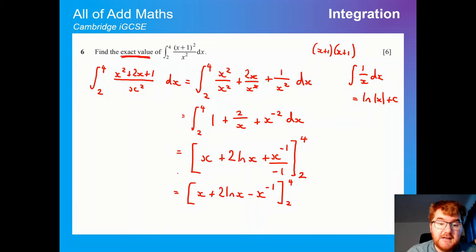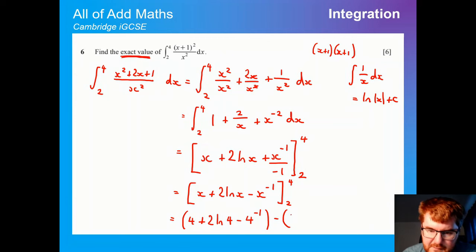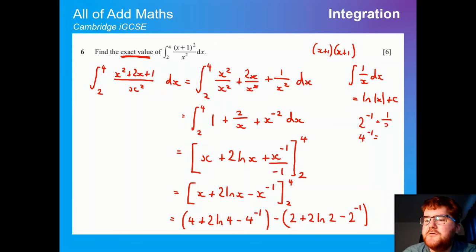Now to evaluate a definite integral here, we're going to substitute in 4 first of all. So I'm going to get 4 plus 2 ln 4 minus 4 to the power of minus 1. And now I'm going to subtract the second part. So I'm going to substitute 2 into here and then subtract that from what I did before. So I get 2 plus 2 ln 2 minus 2 to the power of minus 1. Remember, 2 to the power of minus 1 and 4 to the power of minus 1 are just equal to 1 over 2 and 1 over 4. So let's finish this off up here.